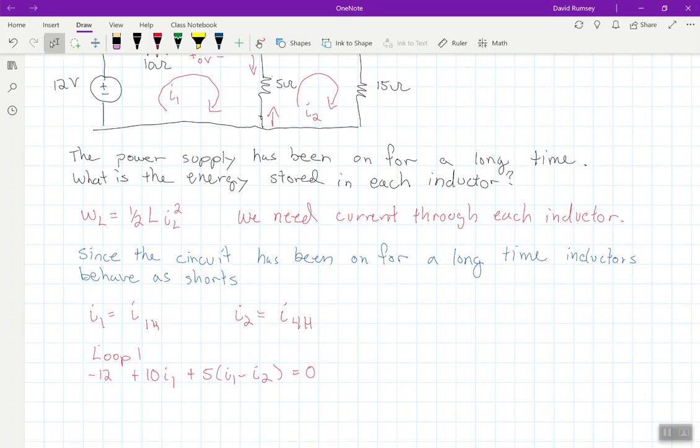Now cleaning this up a bit here, I'm going to skip showing some of the algebra steps. We get 15I1 minus 5I2 is equal to 12.